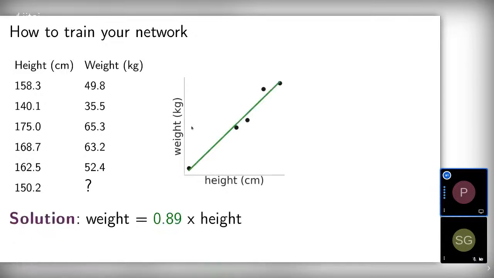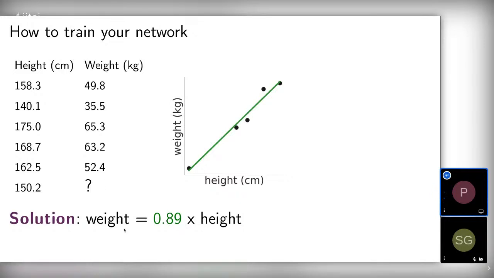I'm going to tell you the solution already. This function is just a line, and the line function takes in the height, multiplies it with some slope, and this slope is the parameter of your function, and this function will then spit out the weight.